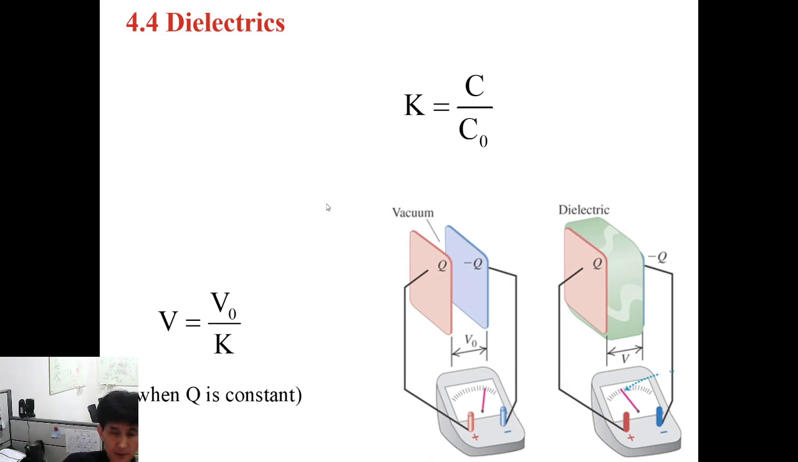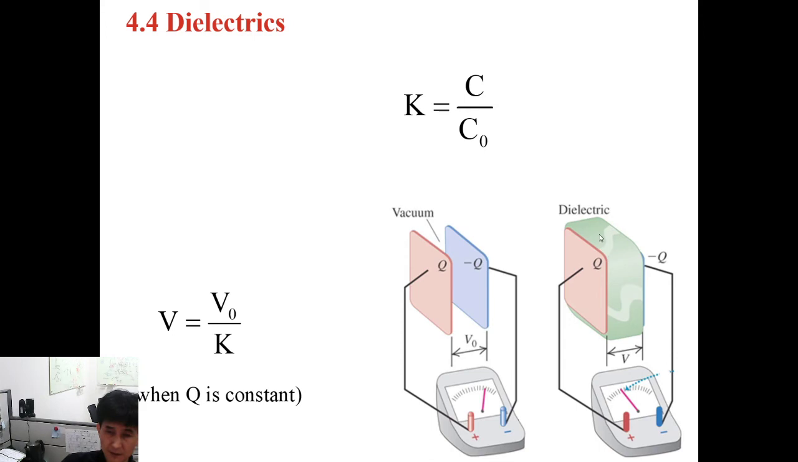And we consider the case where two plates are separated in vacuum, but most of the capacitors have this space between the two plates filled with a dielectric medium. A dielectric medium is characterized by relative dielectric constant K, with C over C0. So new C is K times C0.